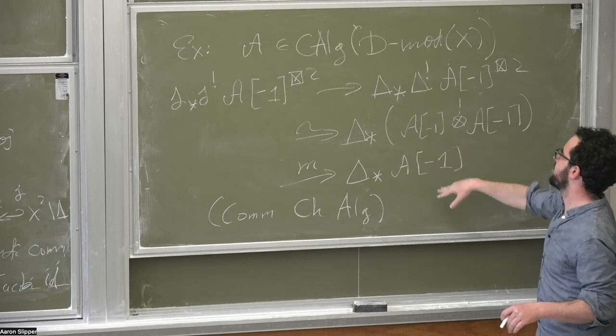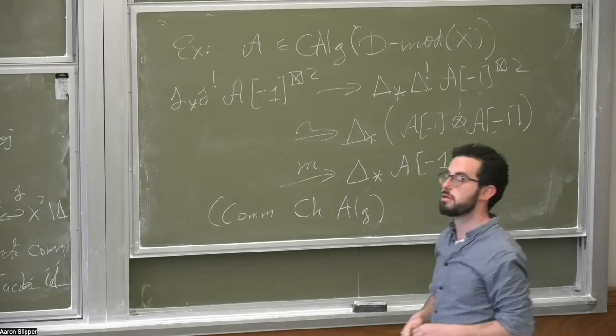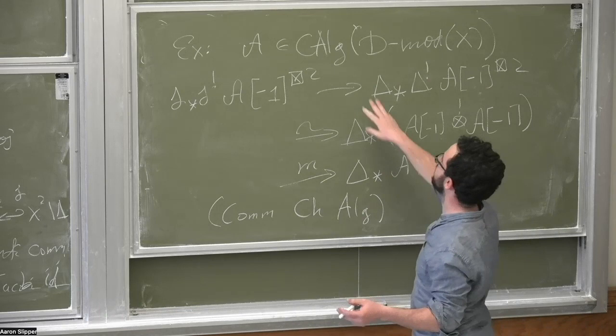So to say, basically, the fact that it will factor through that is equivalent to being a commutative chiral algebra. So chiral algebra is a generalization. Many interpretations you can give for chiral algebra, but one of them is that it's a non-commutative generalization.